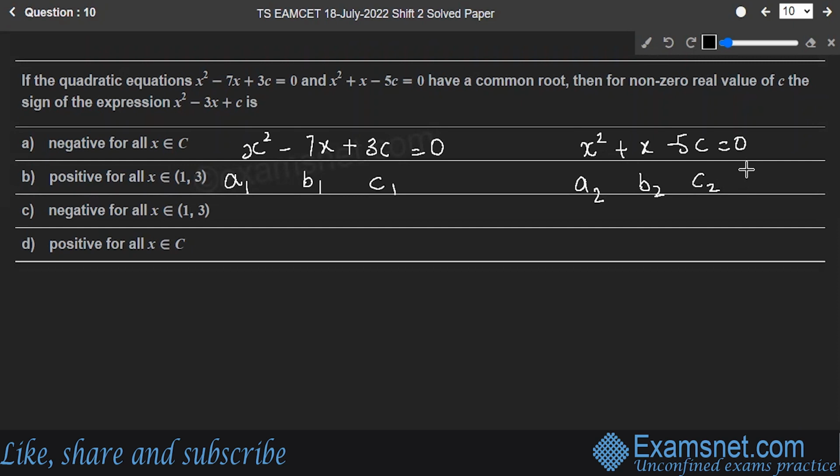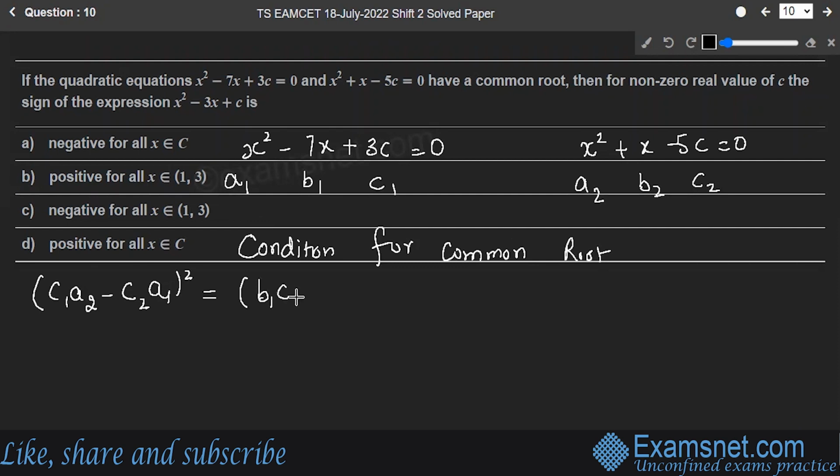Right. Now the condition for a common root can be given by (C1 A2 minus C2 A1) whole square is equal to (B1 C2 minus B2 C1) multiplied by (A1 B2 minus A2 B1). Let's fill in the values. So C1 was equal to 3C and A2 is 1. So this gives me 3C minus minus 5C. Okay, this will be plus 5C whole square.